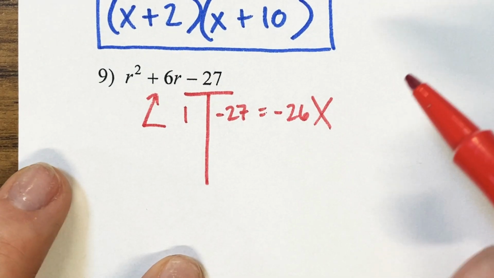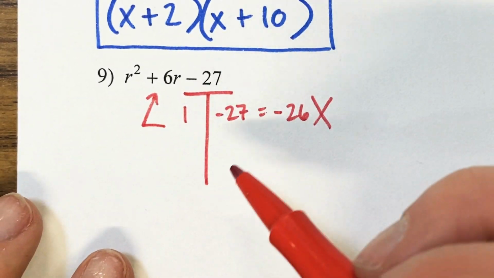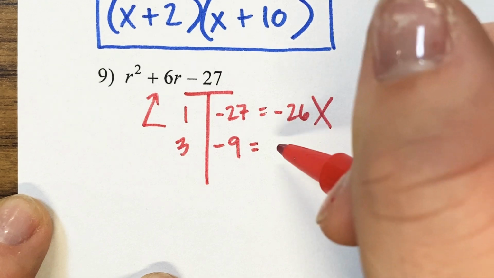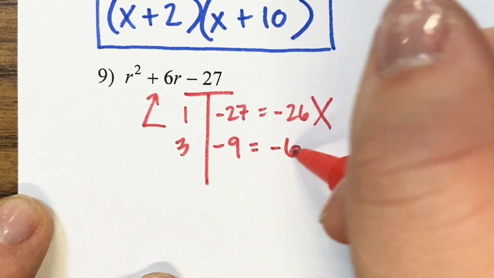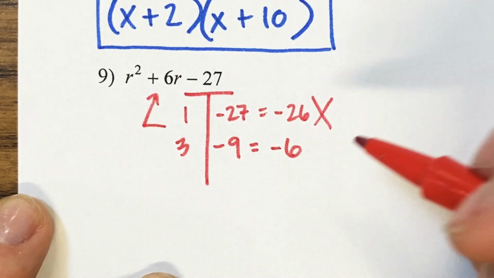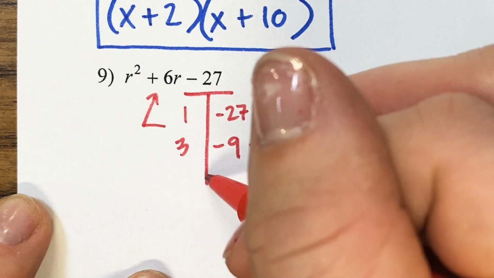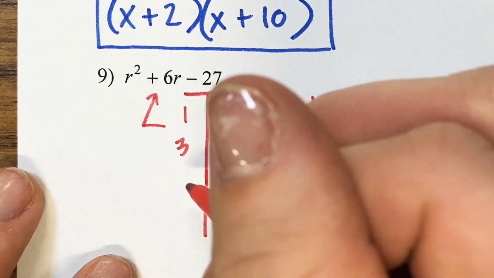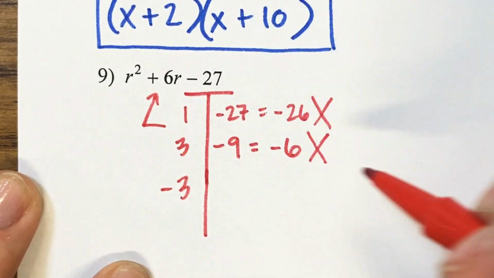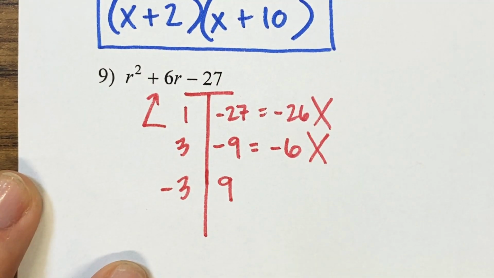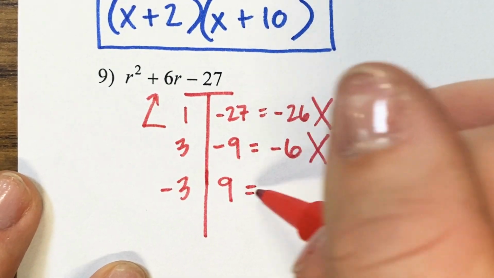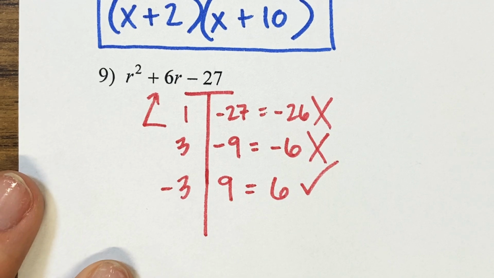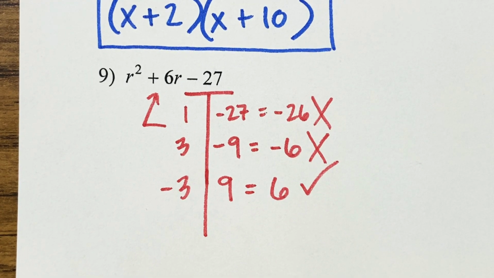Definitely not. It's not even, so we can't divide it by 2. What about 3? 3 times negative 9. 3 minus 9 is going to give me negative 6. Ooh, close. We want a positive 6. But in order to get a positive 6, we can go like this. What about negative 3 times a positive 9? That's going to give me positive 6. And there's our answer. Those are our two numbers.